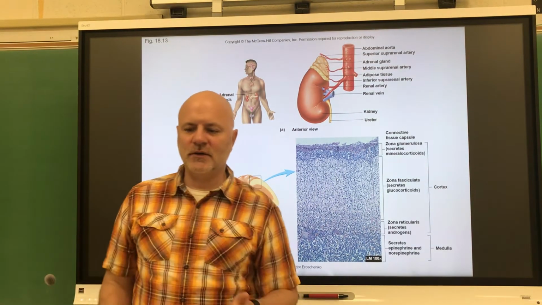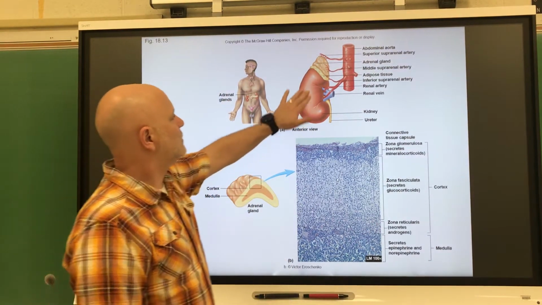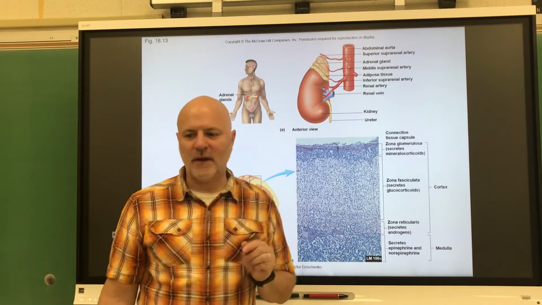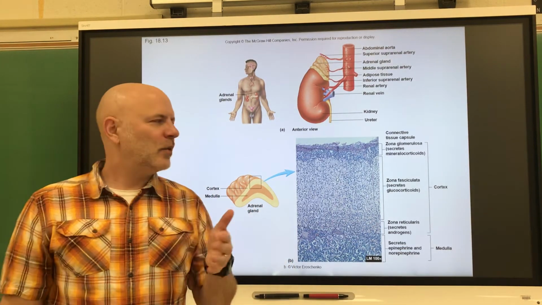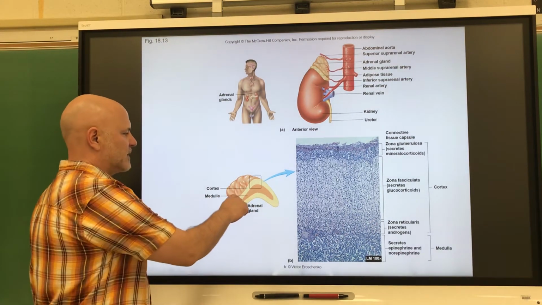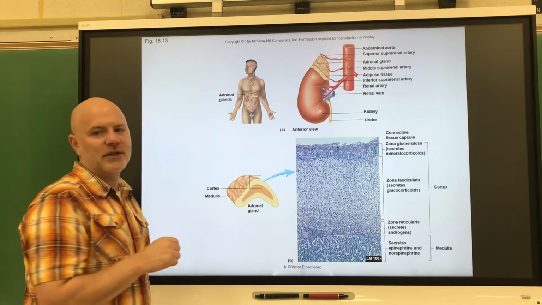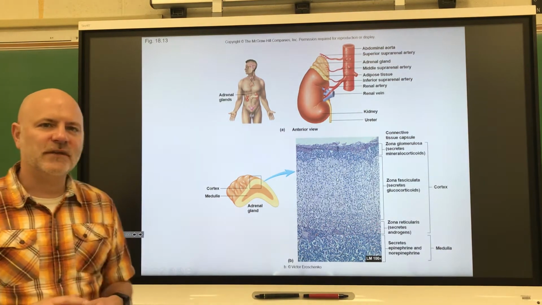All right, let's move on to our adrenal glands. Now, our adrenal glands sit above the kidneys. So here's our kidneys, there's the adrenal glands right there. When we cut into the adrenal glands, we are going to have two parts of this. We have the cortex, which is the outer region, and the medulla, which is the inner region. And those are going to secrete different hormones.